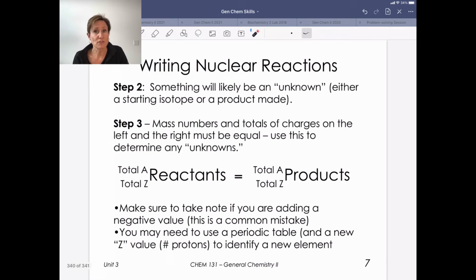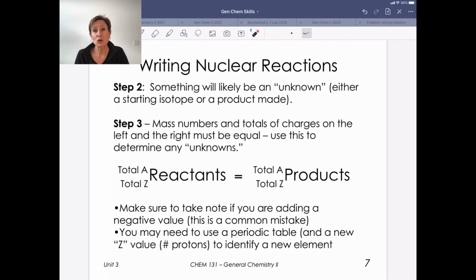So the second step, after we've written that skeleton equation, is that something is going to be unknown. Maybe it's the isotope that we started with that decayed into this product, or maybe we want to know what an isotope decayed into. So the third step is figuring out what that unknown is, remembering that the mass numbers and total charges on the left and right sides need to be equal. We can figure out what that unknown is.